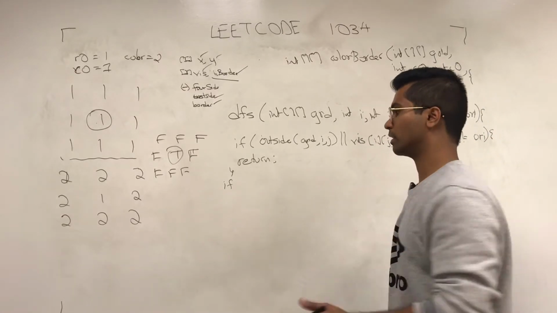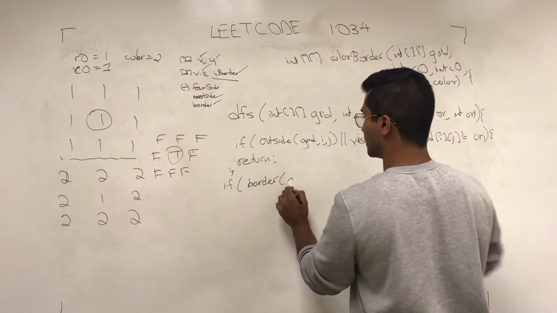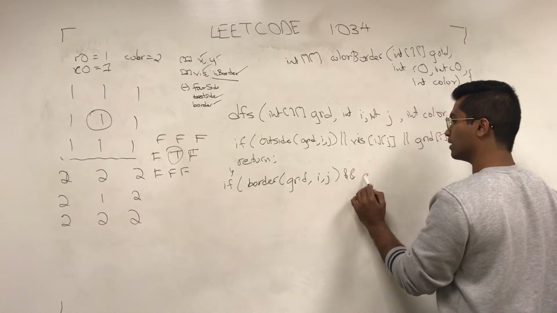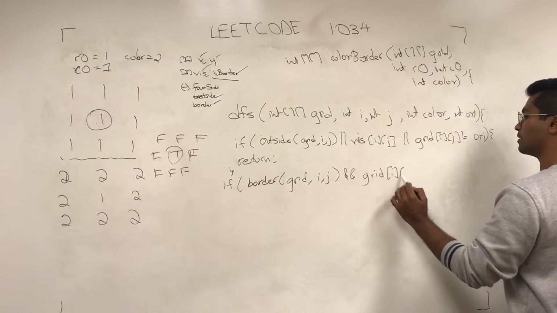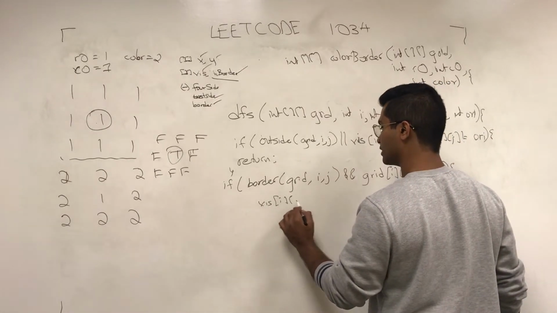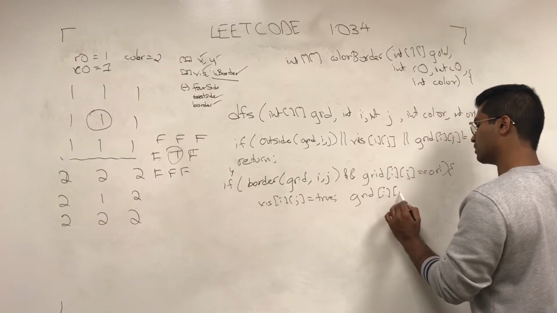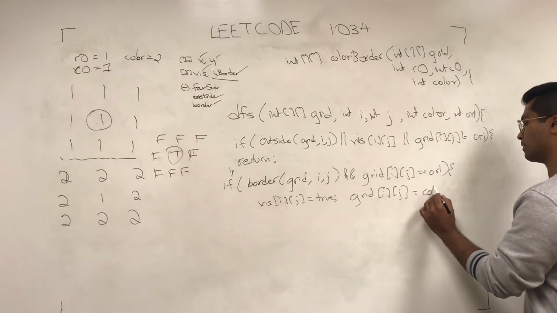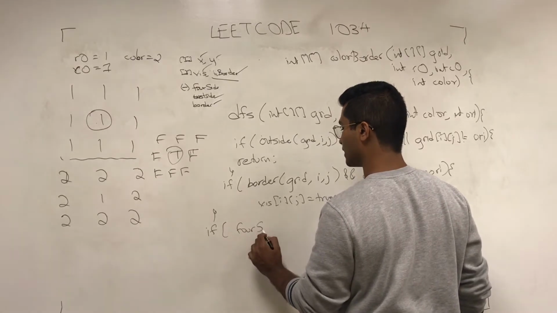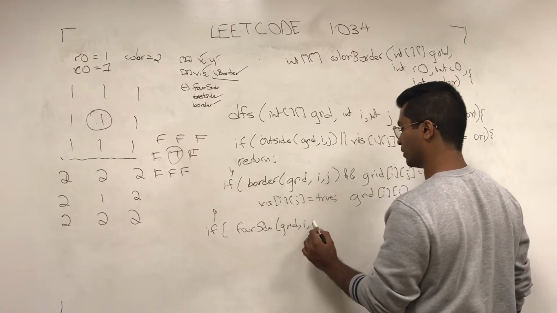Now let's see what we will explore for. If we're on the border, and grid of i and j is the original, then I'm going to set the visited i and j to be true, and I'm going to set the grid color to the color that's passed in here. Now there's another case where we have to change the color, if there's at least one side which is a different color than the one that's passed in.